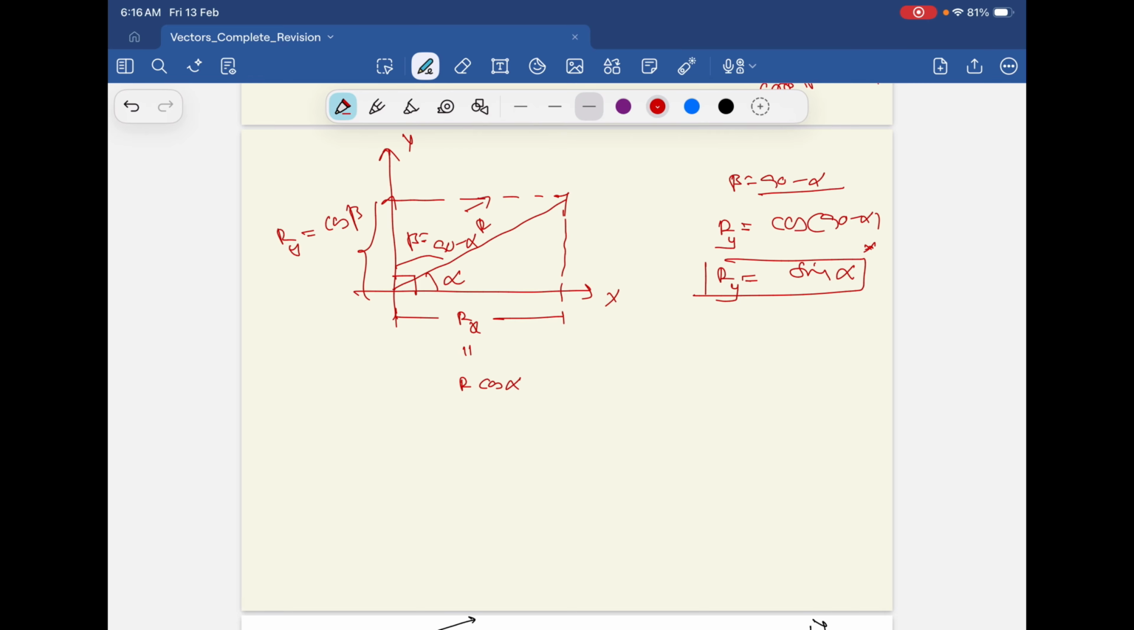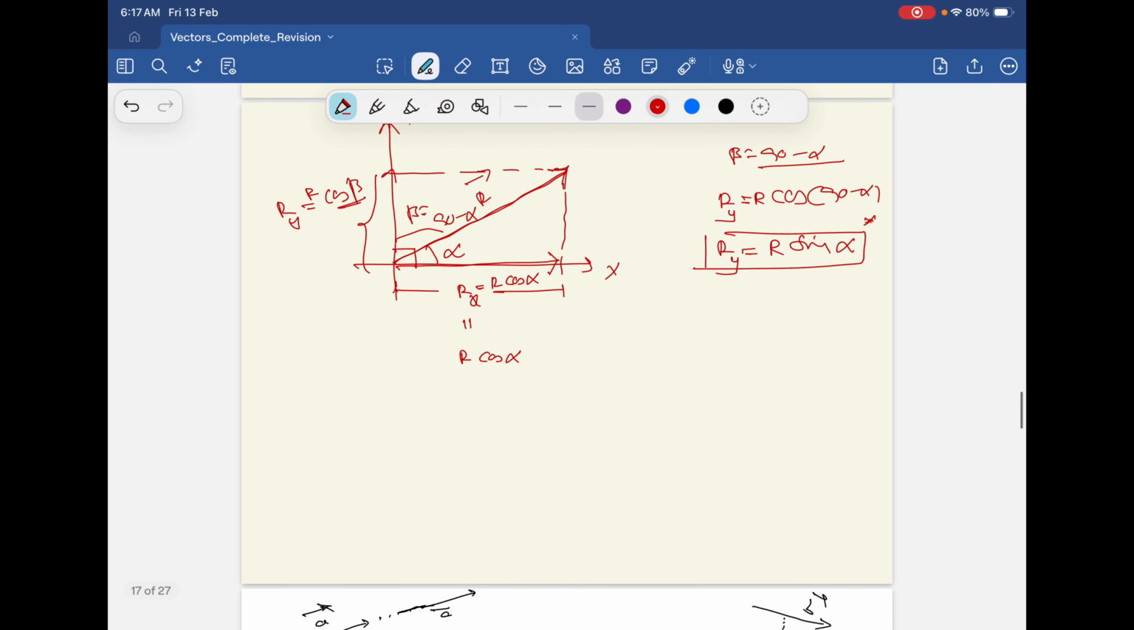So rx is r cos alpha. The beta value is 90 minus alpha, so it is cos of 90 minus alpha. So how much will ry be? ry becomes r sin alpha. Clear? So here a vector in the plane is resolved into two rectangular components. This is the x component. Components are scalars, keep in mind: the vector is there, and the vector components are scalars. So here r bar, rx and ry.